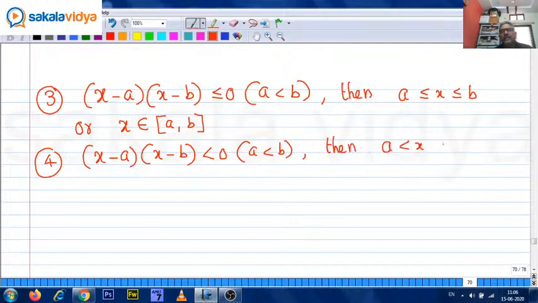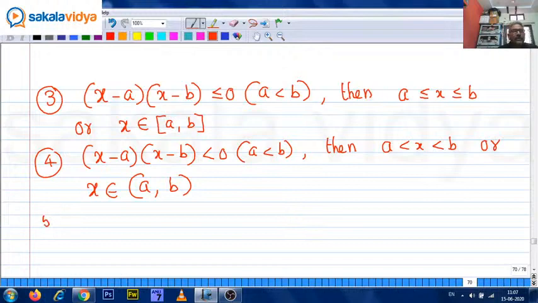a less than x, x less than b, or x belongs to the open interval (a, b). So you need to concentrate on this one. Unless you know this, you may not be able to solve the domain problems. Understood now?